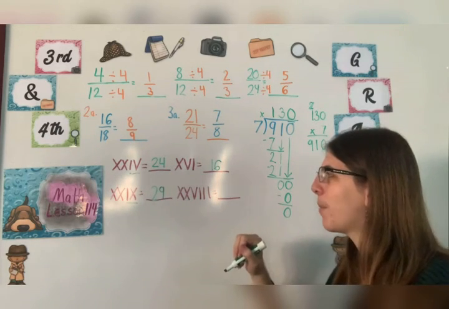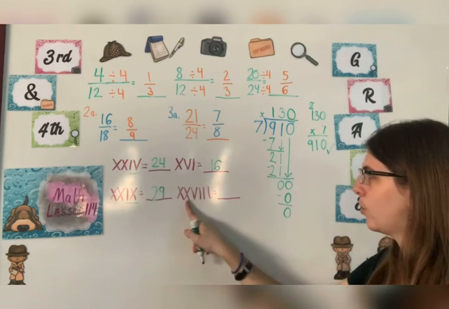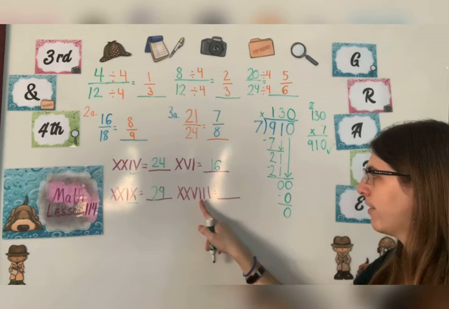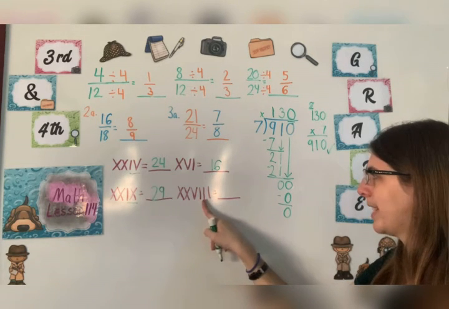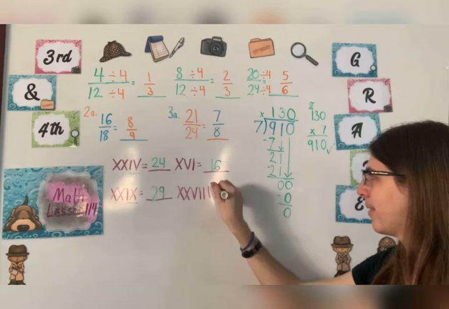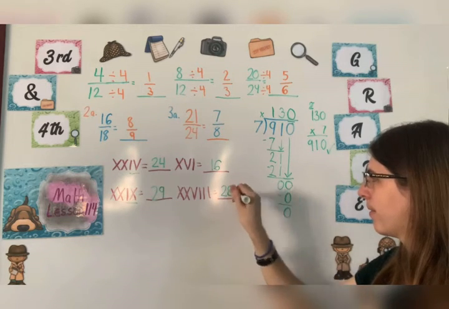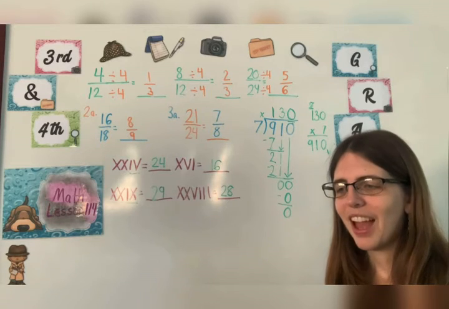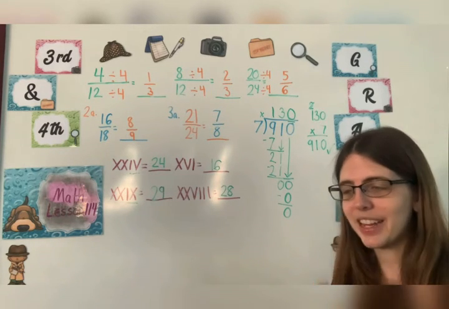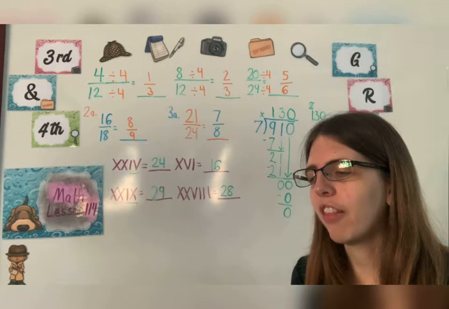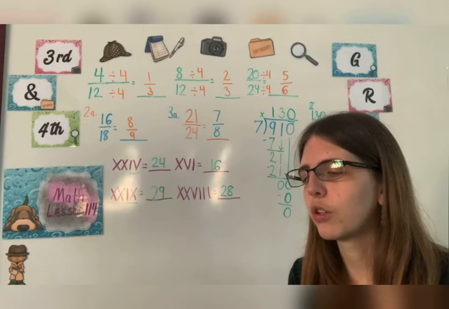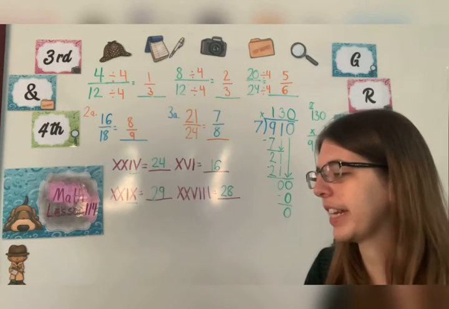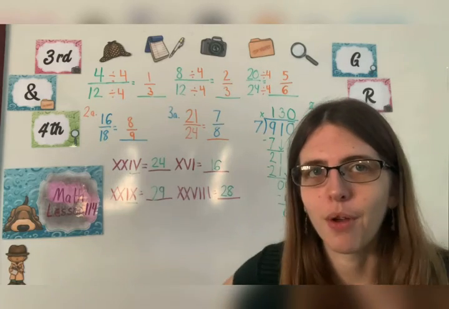All right, let's try one more. 10, 20, 5, 26, 27, 28. That's all you have to do for Roman numerals. Super simple, right? Okay, now exercise 10 says number each column from least to greatest. So I'm going to get you started in each box, and then you'll have to finish it on your own.